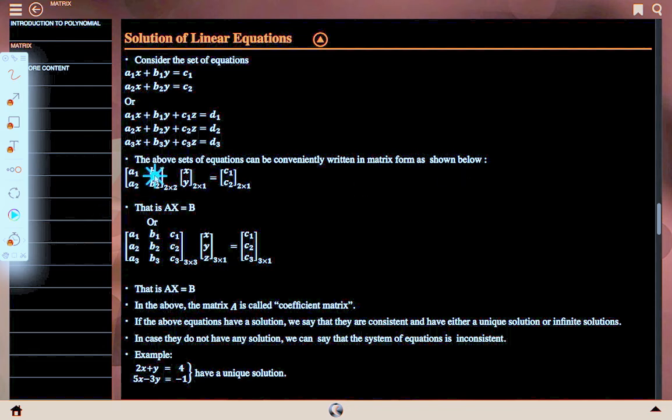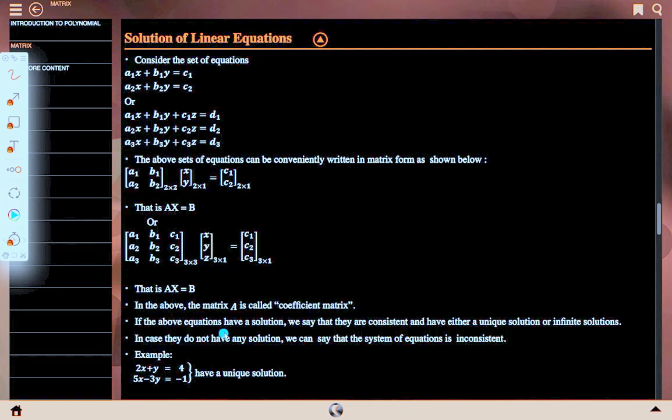Now a1 b1 a2 b2, this is a 2 into 2 matrix, x y is a 2 into 1 matrix, equal to c1 c2, again a 2 into 1 matrix, that is AX equals B. Or A1, B1, C1, A2, B2, C2, A3, B3, C3, a 3 into 3 matrix, into X, Y, Z, a 3 into 1 matrix, equals C1, C2, C3, a 3 into 1 matrix. That is A into X equals B. In the above, the matrix A is called the coefficient matrix.